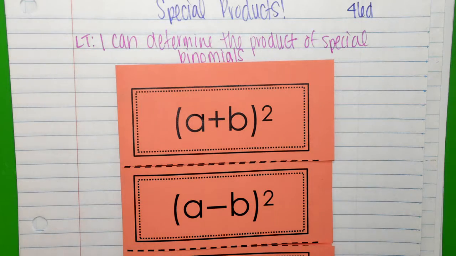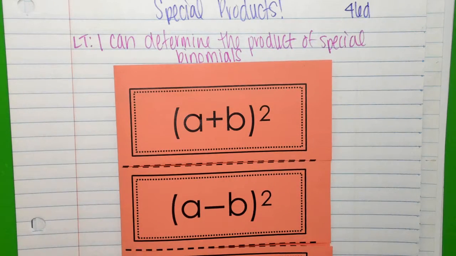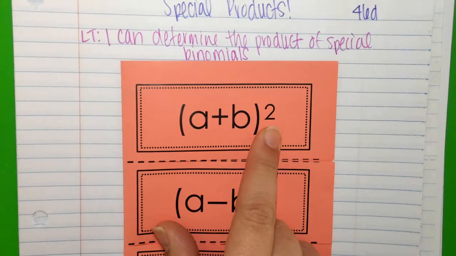Alright, so the first one is if you just have two numbers, they're added together, and you have a squared.